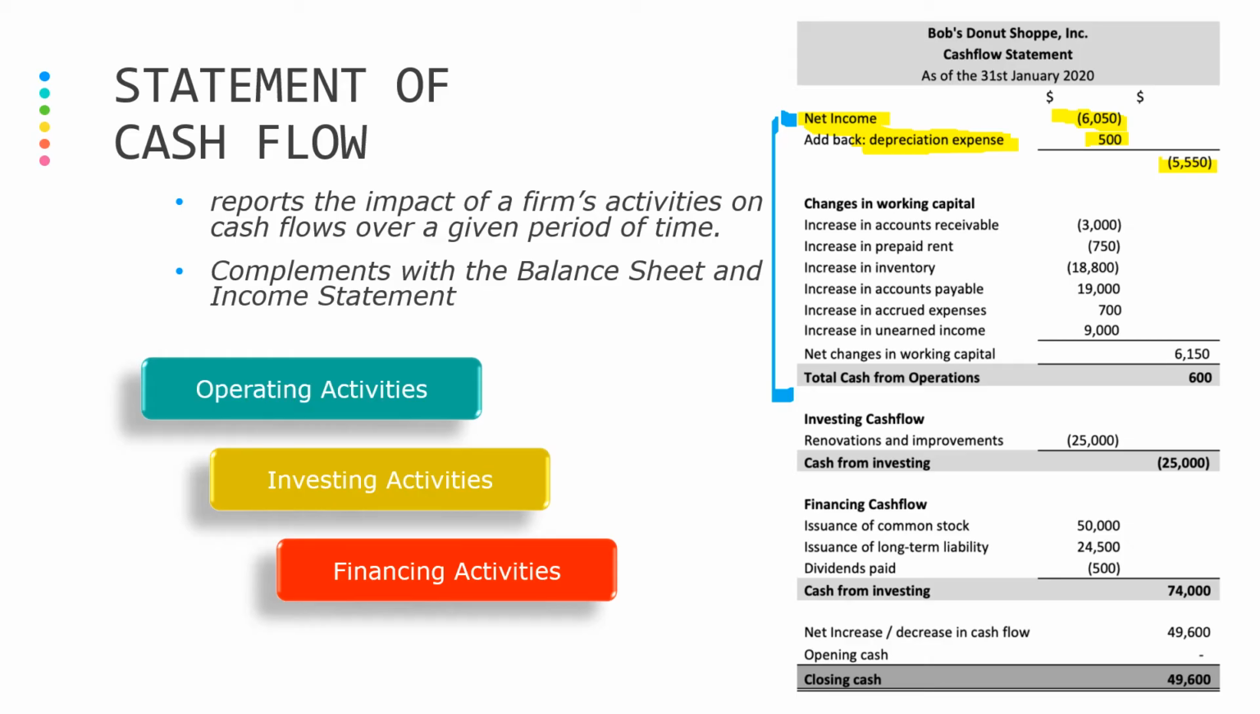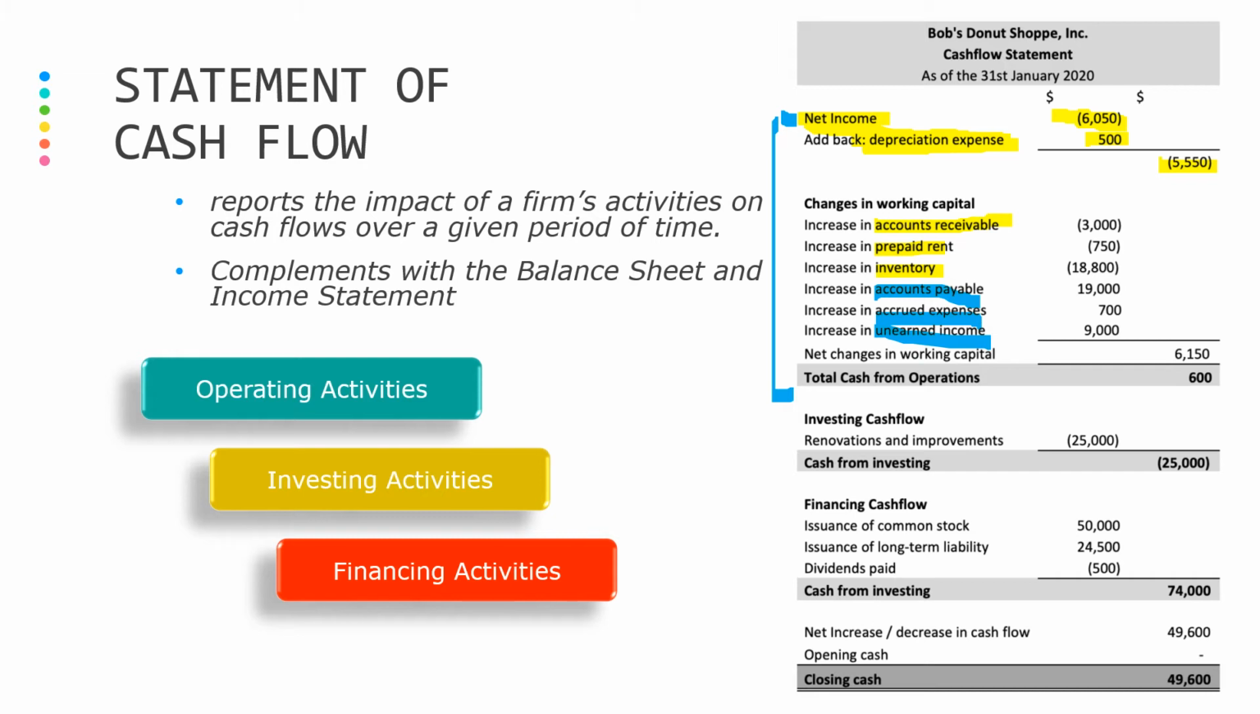So in the operating activities, if we can observe here, the current assets, which are accounts receivable, prepaid rent, and inventory, and the current liabilities, which include accounts payable, accrued expenses, and unearned income, are being presented or included in the operating activities in the cash flow. So let's discuss it in detail.